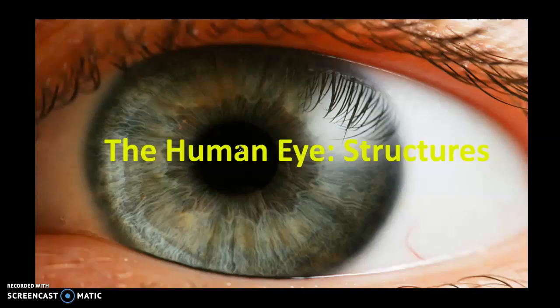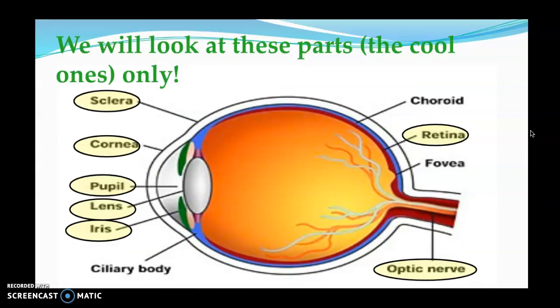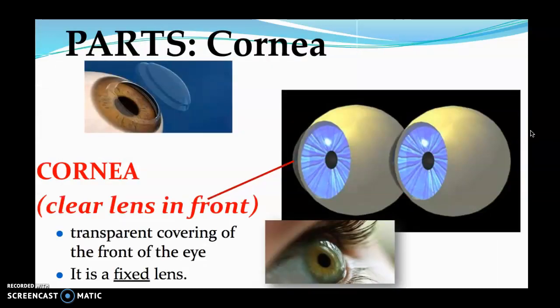So we'll go one at a time through the structures of a human eye. These are all of them. You don't have to copy them down just yet, even though we're only going to learn a couple of these different things. Who cares about the fovea and the choroid, right? Let's start with the outside.